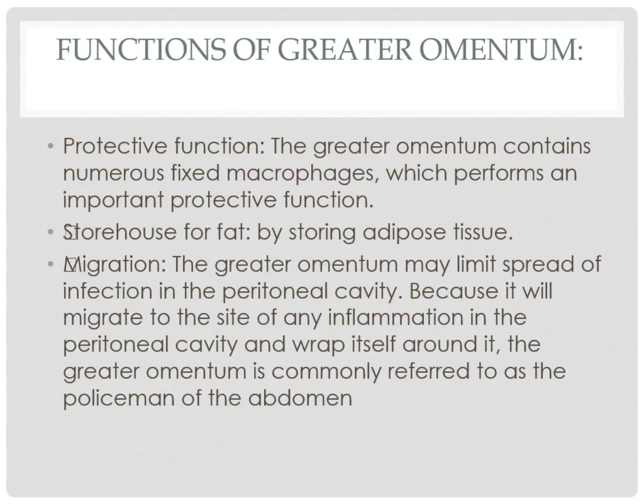Function of the greater omentum. First, protective function. The greater omentum contains numerous macrophages which perform an important protective function. It's a storehouse for fat, so we get energy from it, and migration. When there is inflammation or infection somewhere in the abdomen, the greater omentum travels and wraps itself around this area, so it limits the spread of infection. That's why it's called the policeman of the abdomen.